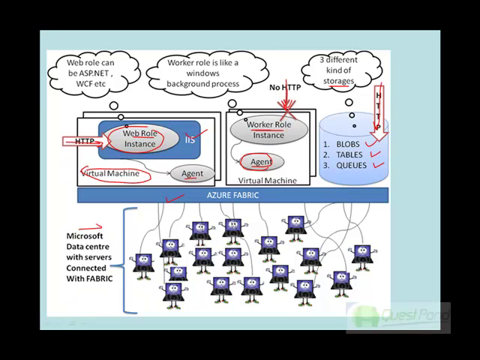So just summing up, we have a Microsoft data center with a lot of physical hardware, physical servers. Then we have the Azure Fabric, which ties together, or networks, all this hardware, and it creates a virtual machine by using the hypervisor. And inside the virtual machine, you can either have a web role, which can be an ASP.NET or a WCF application, or it can be a worker role, which is like a Windows process. And then you have three different kinds of storage: blobs, tables, and queues.